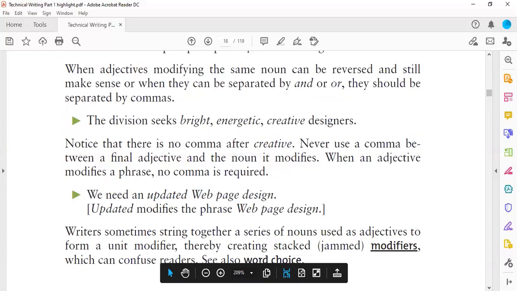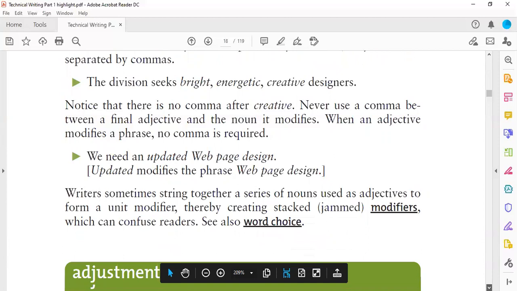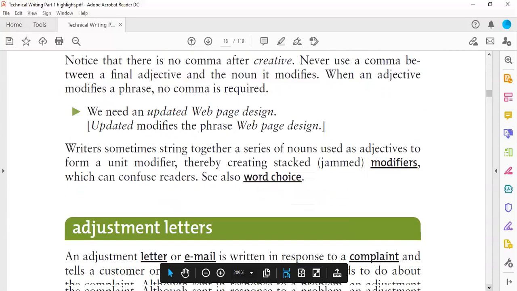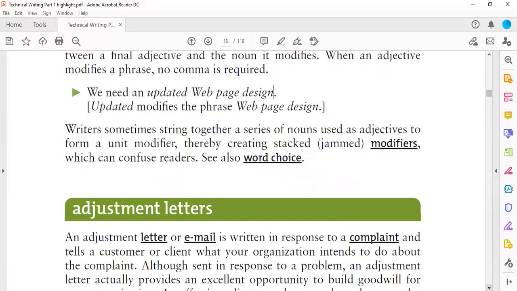Writers sometimes string together a series of nouns used as adjectives to form a unit modifier, thereby creating stacked modifiers which confuse the readers. Okay, forget this.